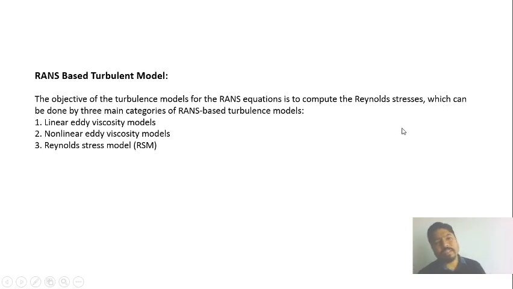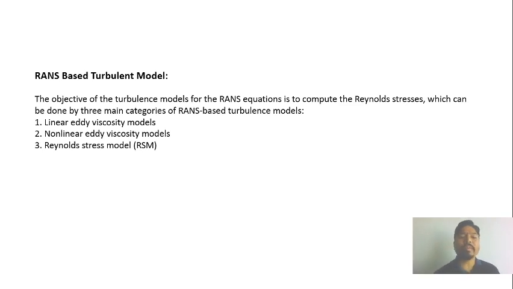My dear students, as I already told you, we have the Navier-Stokes equations to solve a normal or laminar problem. But when we talk about the Reynolds average Navier-Stokes equations, which are time-averaged equations used to solve different types of turbulent flows, different types of models are available based on them. These are RANS based turbulence models.